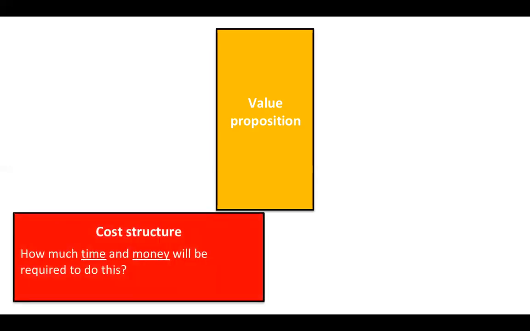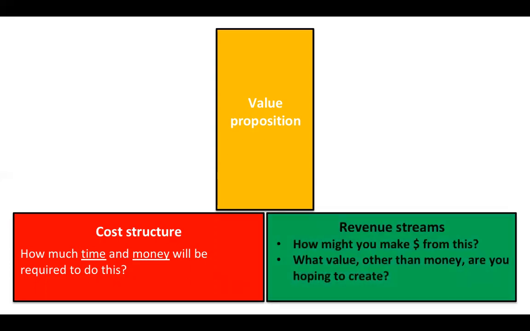We have the cost structure. How much time and money will be required to do this? Your cost structure. What are you going to be spending money on? Oh, I'm going to be spending heavily on marketing. I'll be spending heavily on storage. I'll be spending heavily on distribution network. I'll be spending heavily on online web services. I'll be spending heavily on affiliate commission. Understand your cost structure.